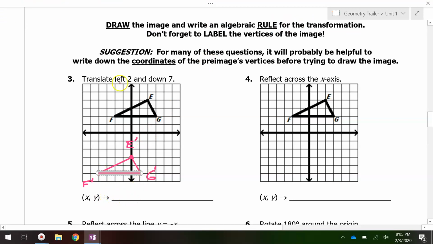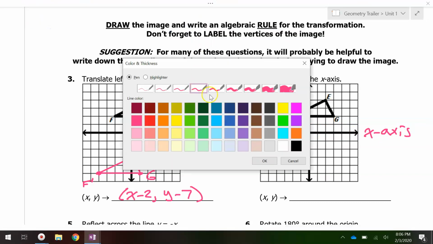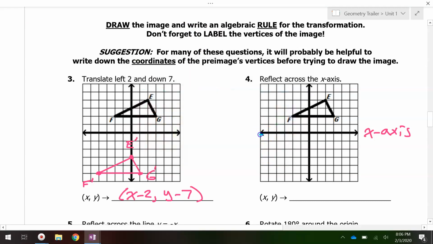Okay, and the rule. So left 2 and down 7. That should be x minus 2 and y minus 7. Reflecting across the x-axis. So here's the x-axis right here. Sometimes I like to draw the mirror line in blue. So here is the reflection line right here. You know what? That's garbage. Let's use the line tool. Okay, so here is the mirror line, the reflection line shown in blue.